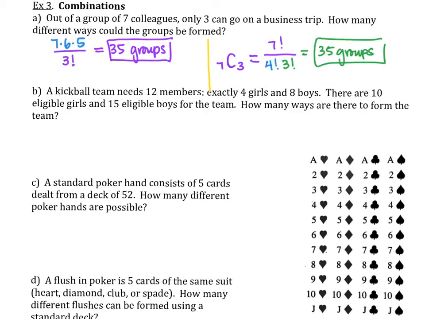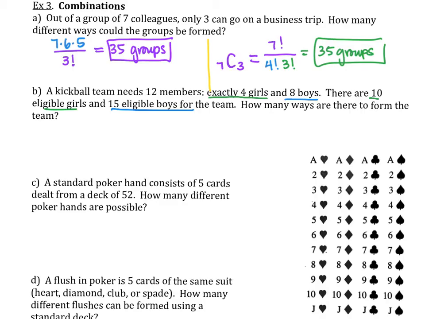Now we're going to consider where there's more than one criteria. So in this case it says a kickball team has 12 members. It must have exactly 4 girls and exactly 8 boys. There are 10 eligible girls and there are 15 eligible boys for the team. How many ways are there to form the team?